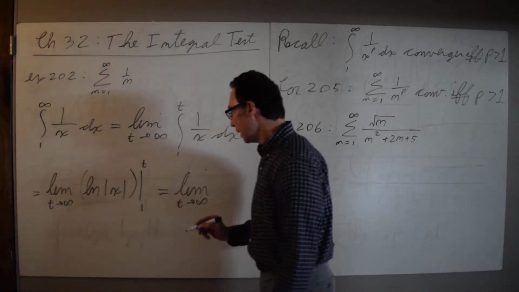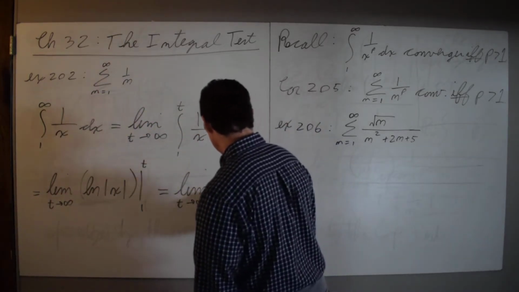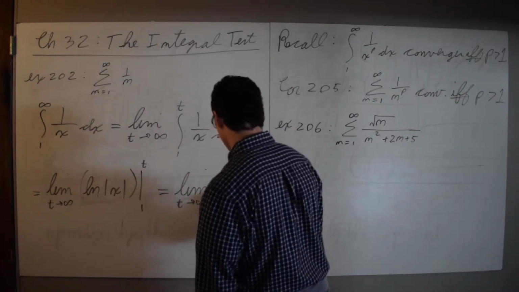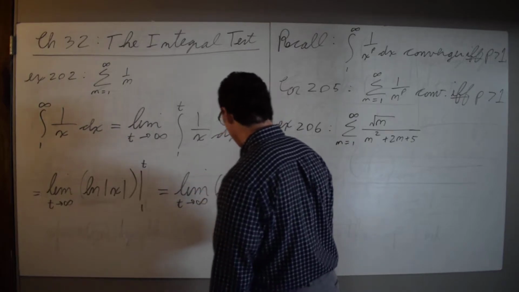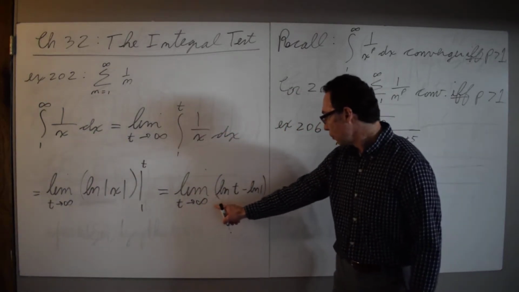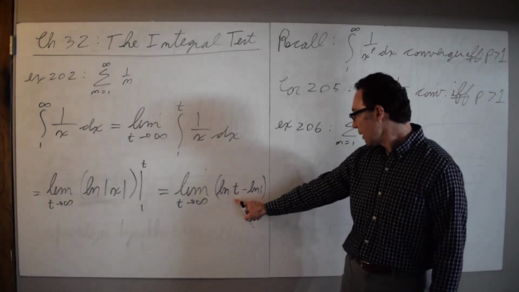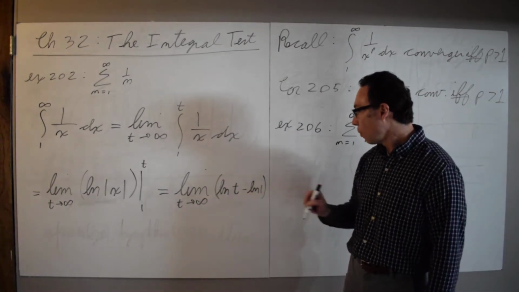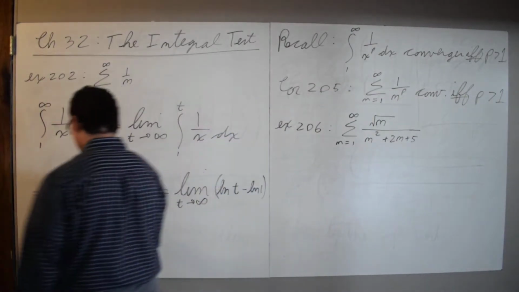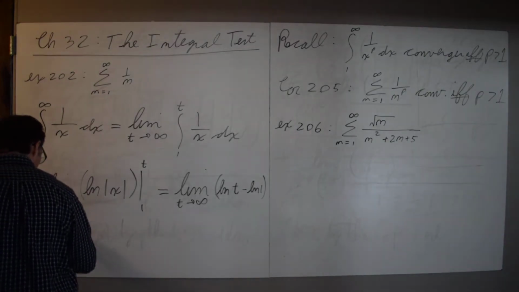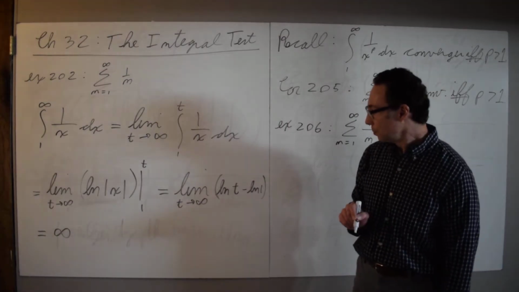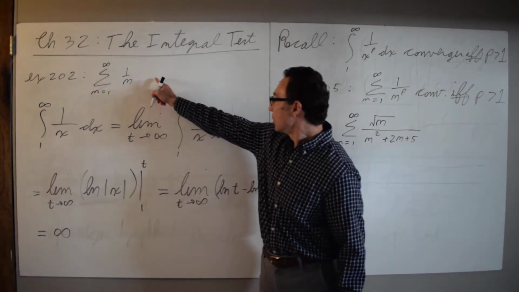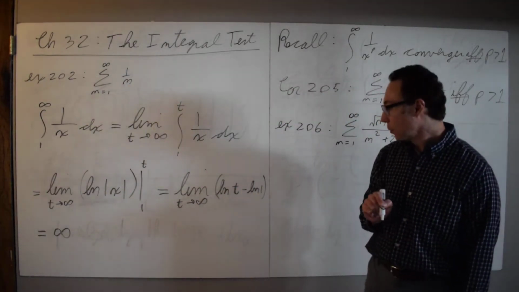This is the limit as t tends to infinity of natural log of t minus natural log of 1. As t tends to infinity, natural log of t tends to infinity, and natural log of 1 is 0. So this improper integral diverges to infinity. Therefore, this series diverges by the integral test.